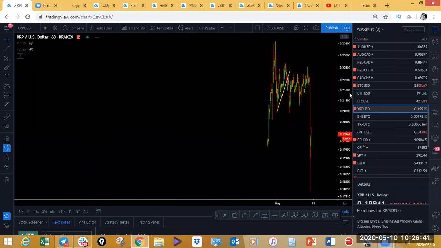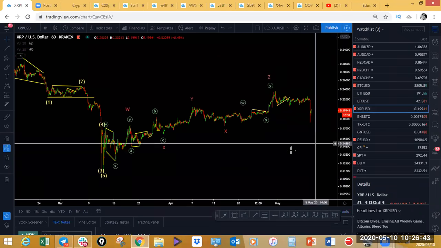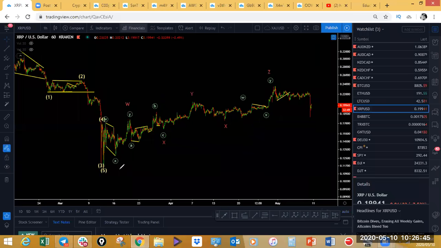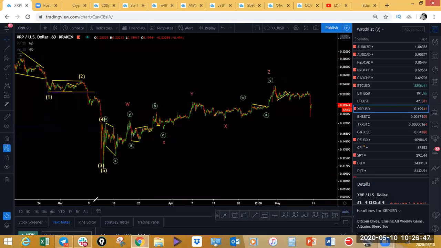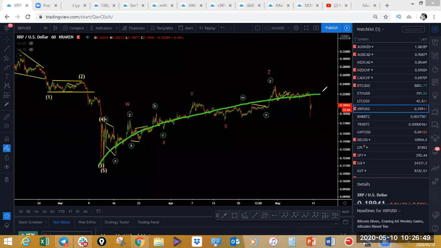Ripple, the same 11 swing sequence. You can see they've all made the same structures from the beginning of March. This is the structure that we've made, and in this case, again, another 11 swing sequence. If I show this one in red degree, X here running flat, Y here, three waves, X here, three waves, and Z three waves. So another 11 swing sequence.